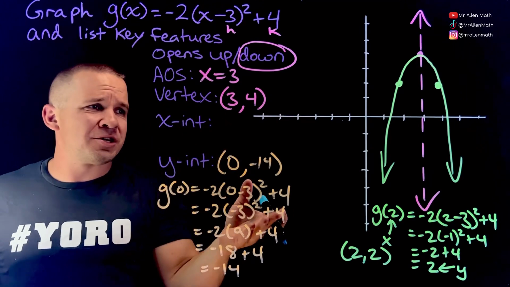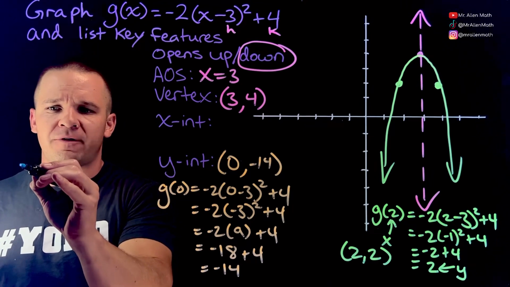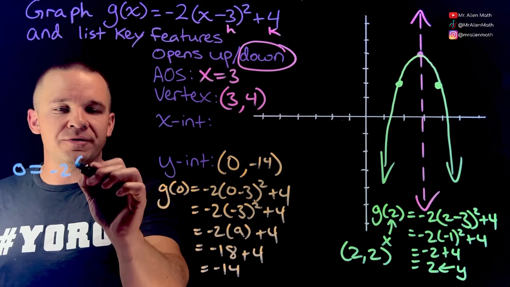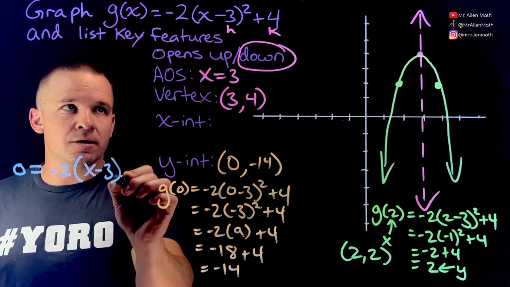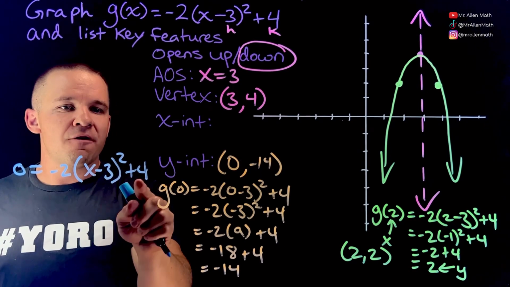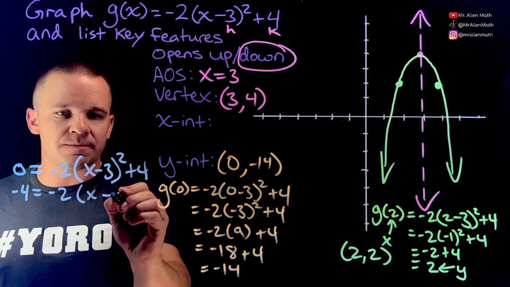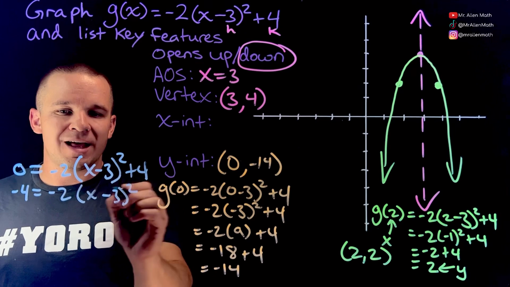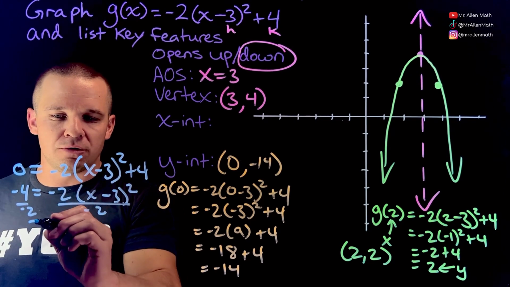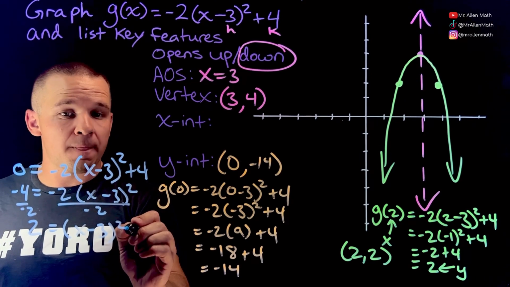All right. When is it crossing the x-axis? When it's equal to 0. And I'm going to do that right here. Okay, 0 equals -2(x minus 3) squared plus 4. All right, and I'm going to solve this for x. First thing I'm going to do is subtract 4. So I get -4 equals -2 times the quantity x minus 3, squared. Then I'm going to divide by -2 on both sides. And I get 2 equals the quantity x minus 3, squared.